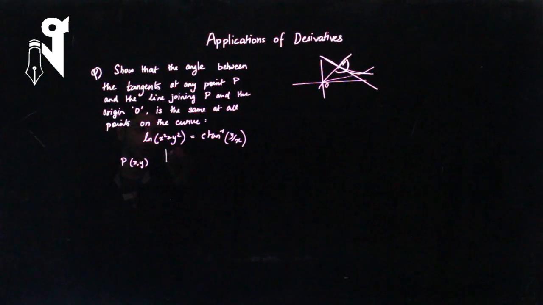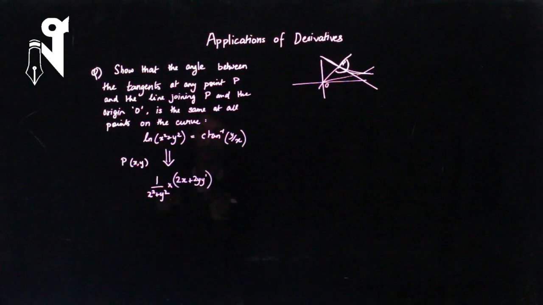So the derivative of the left hand side, 1 by x square plus y square, that is the derivative of log of x square plus y square with respect to x square plus y square. Now using chain rule, I get 2x plus 2y y dash. So I'm writing dy by dx as y dash. This is what I get on one side. So this 1 by x square plus y square I get by differentiating ln of x square plus y square with respect to x square plus y square. And then I have to differentiate x square plus y square with respect to x. So I get my dy by dx, which is y dash.